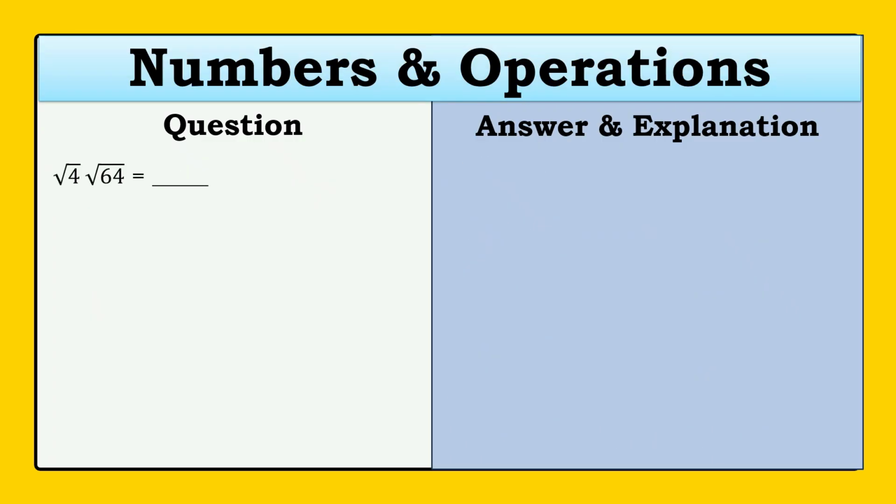Square root of 4 times the square root of 64 is equal to blank. A 1/4, B 4, C 16, or D 32. What do you think the answer?